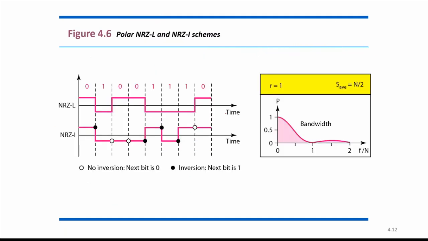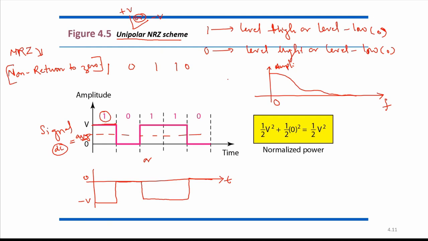Next, in terms of parameters like bandwidth, wandering, and DC component, we have seen the DC component. But in terms of complexity, it is very easy to implement. If it is 1, make it high. If it is 0, make it 0. So it is easy to implement, and we can see that it is less complex.